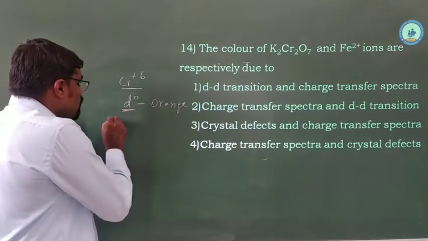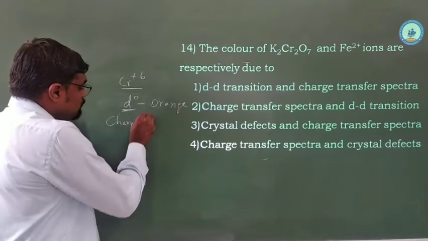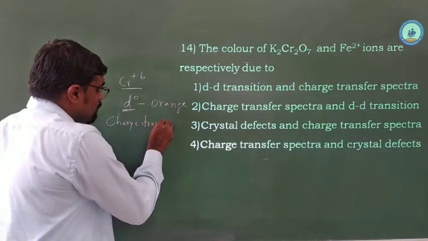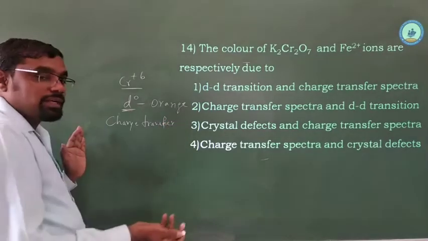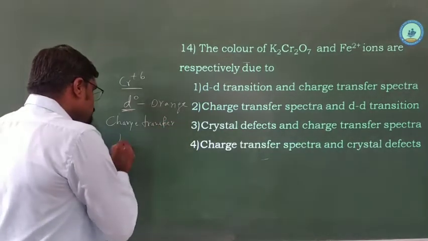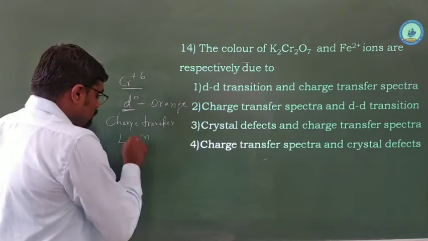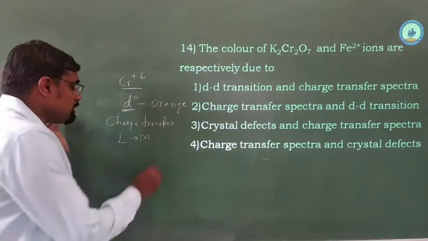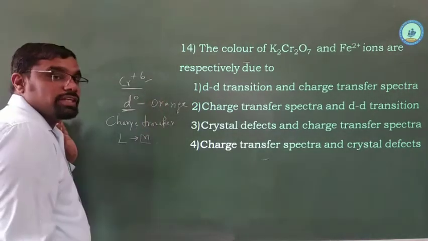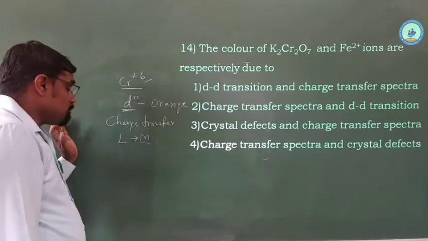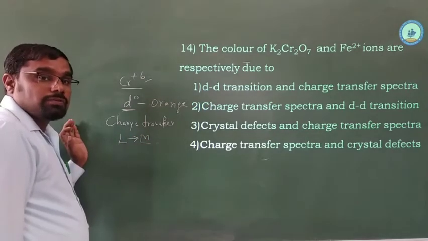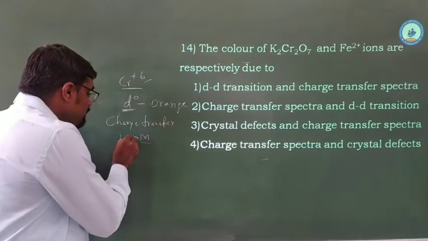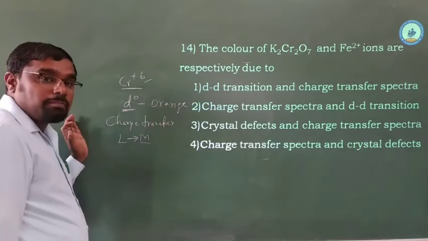So what is that? Charge transfer. We call that charge transfer spectra. That is from where? From ligand to metal. The metal has that +6 oxidation state, and there are no electrons present in it, but the ligand donates the electrons in the formation of the complexes.